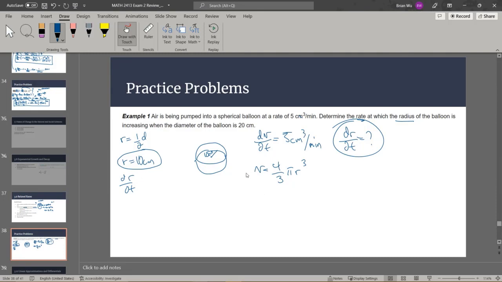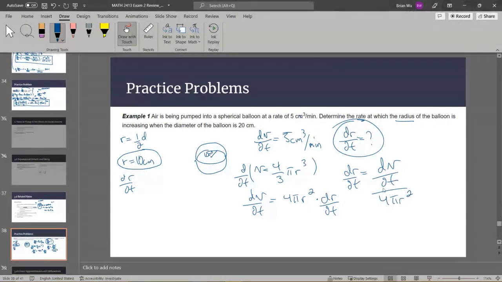If we implicitly differentiate with respect to time, you're going to get dV over dt is equal to 4 pi r squared, and because you're differentiating with respect to t, you're going to have dr over dt. In this case, it's all just plug and chug. You have dr over dt is equal to dV over dt divided by 4 pi r squared. And we have everything we need. We have dV over dt and r, which is at 10. And you're just going to plug everything in to find the rate of change of the radius.